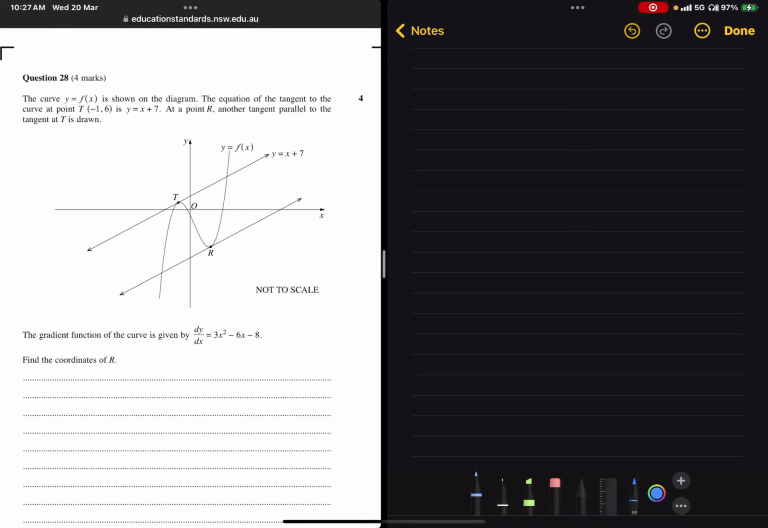Okay, so let's take a look at another question. This comes from the 2023 HSC Advanced Maths paper. This is question 28. We're told the curve y equals f of x is shown in the diagram. The equation of the tangent to the curve at the point T(-1, 6) is y equals x plus 7.